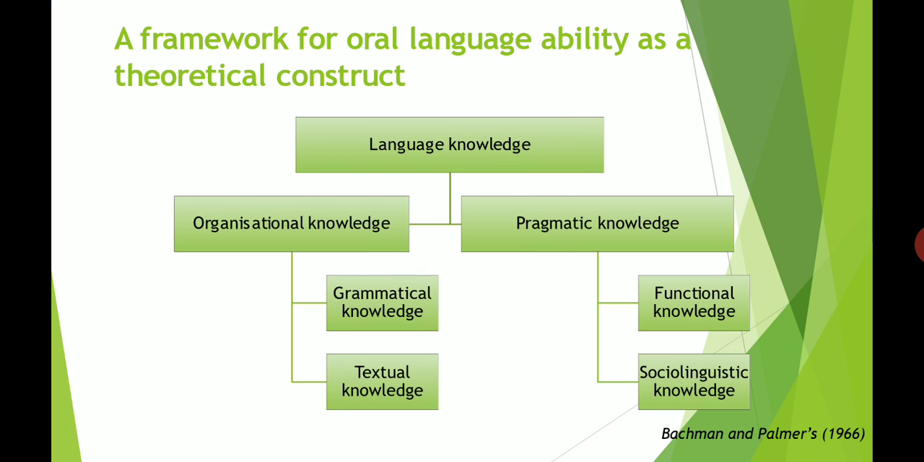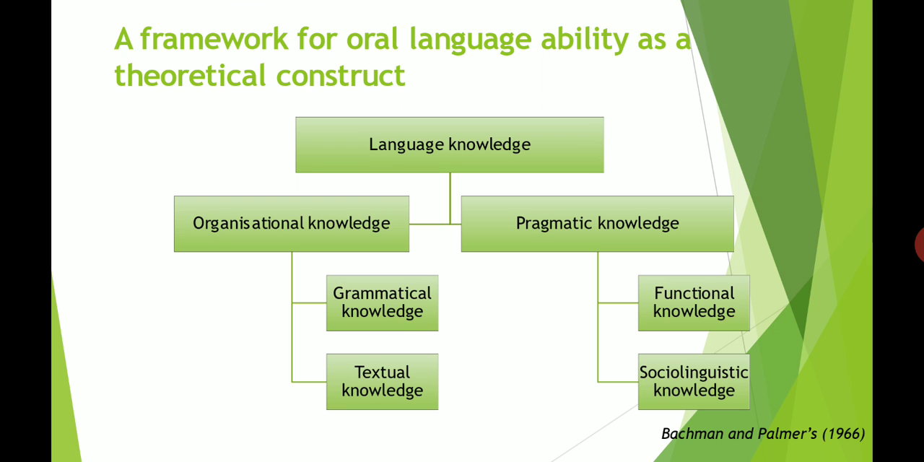A framework for oral language ability as a theoretical construct. So language knowledge, or language ability, here consists of two: organizational knowledge and pragmatic knowledge. Organizational knowledge consists of two also: grammatical knowledge and textual knowledge. On the other side, pragmatic knowledge consists of functional knowledge and sociolinguistic knowledge. This is adapted from Bachman and Palmer's 1996.